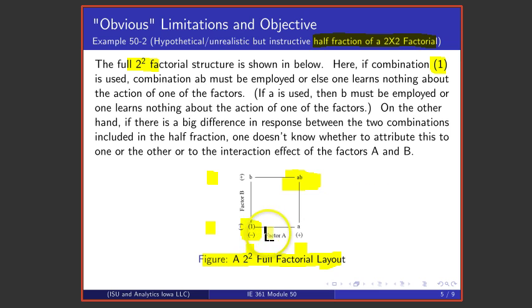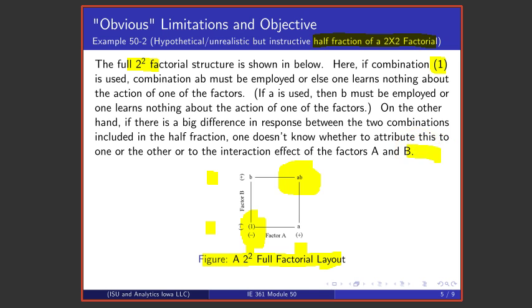There, both the level of A gets changed and the level of B gets changed from this initial condition of low A and low B. The problem that then arises, though, is that if there's a huge change in response from low A, low B to high A, high B, one can't really know whether to attribute this to the change in A, the change in B, or to some interaction effect of factors A and B taken together.